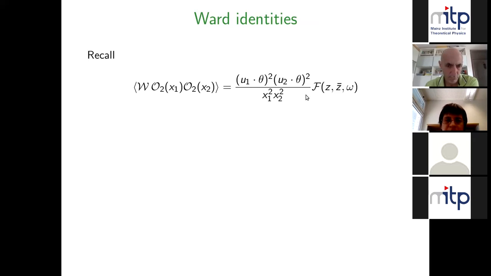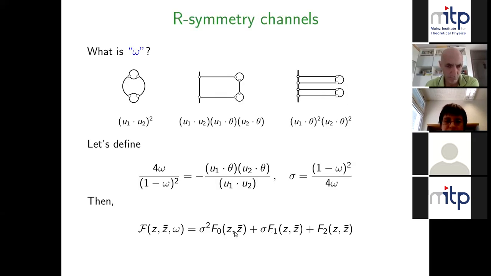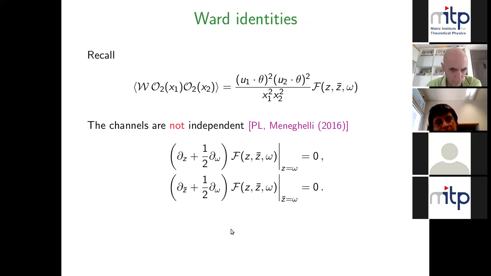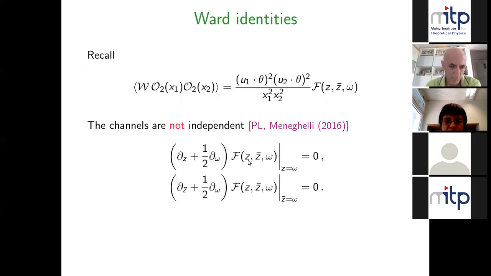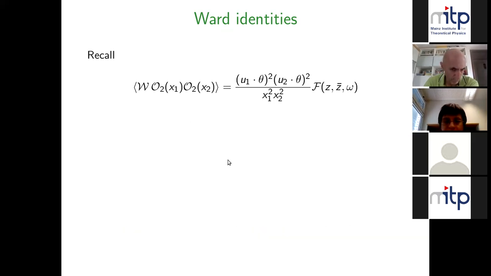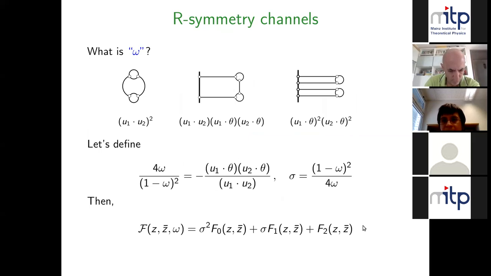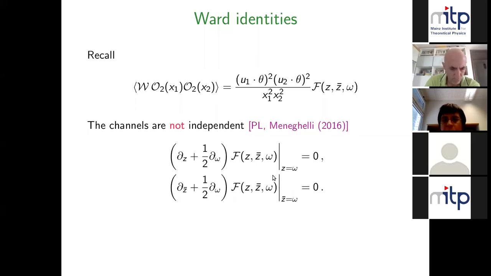And the way in which these three channels are related can be written very elegantly in a set of equations called the Ward identities, which take this very elegant form. So you see, that's why I define this omega, because it's very useful. These three channels are not all independent, but by imposing that our full correlator satisfies this condition, which is basically the statement of superconformal symmetry, F0, F1, and F2 are related to each other because these equations have to be satisfied. So this will be one of the important equations in this talk.